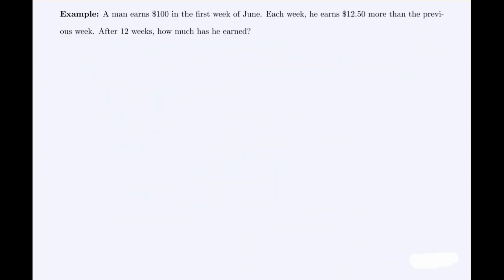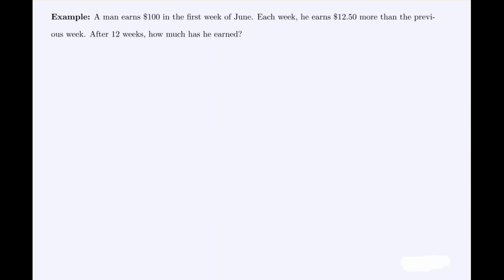Take a moment to pause the video and read through the example, underline some of the key ideas. So here we have that a man earns $100 in the first week of June. Each week after that, he earns $12.50 more. And what we see is a common difference, right? Every week he gets $12.50 more. That makes us think of an arithmetic sequence. After 12 weeks of doing this, how much has he earned?